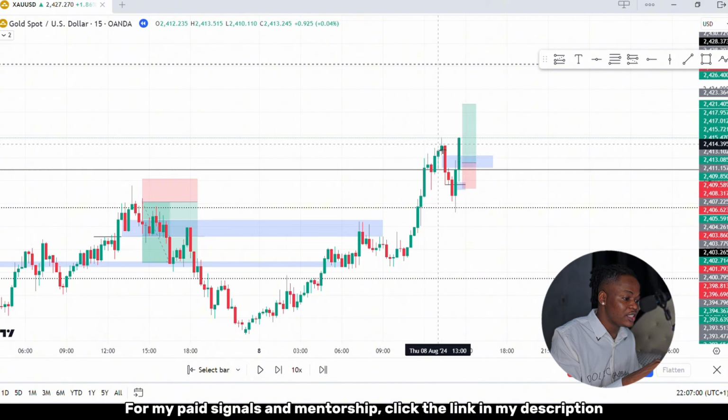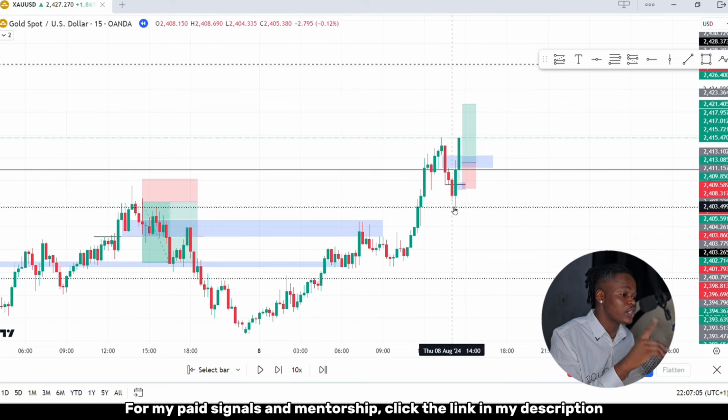Now you can see that price indeed came down to this breakout block and then impulsed to the upside. If I had entered from here, I would have got a lot of pips, right? I would have made a lot of money. But now let's see how I was able to enter from this point right here.